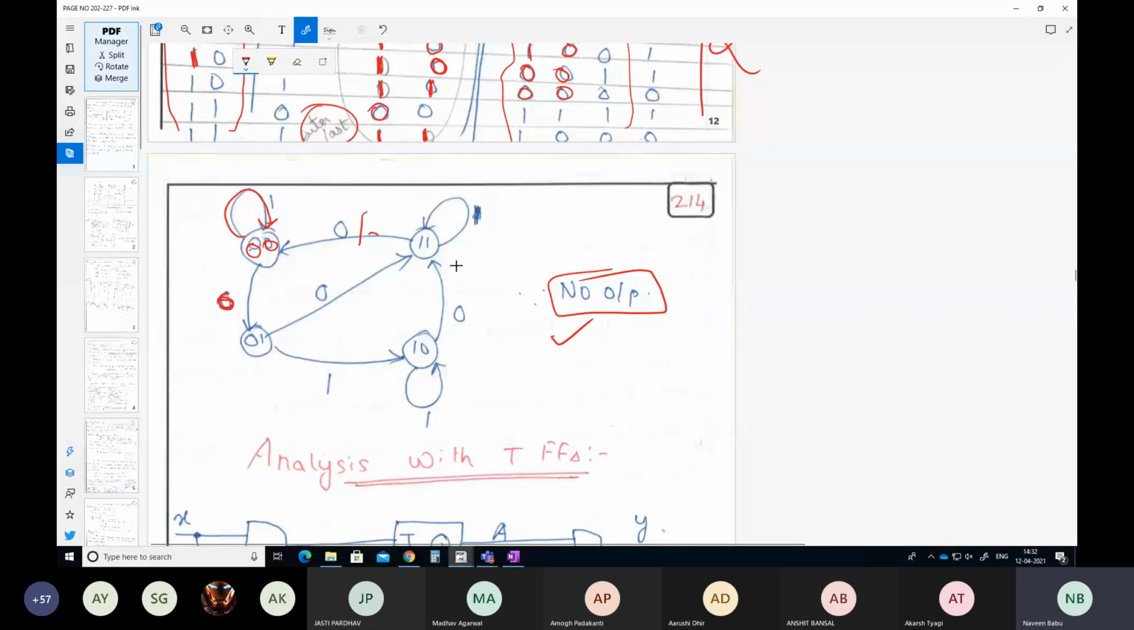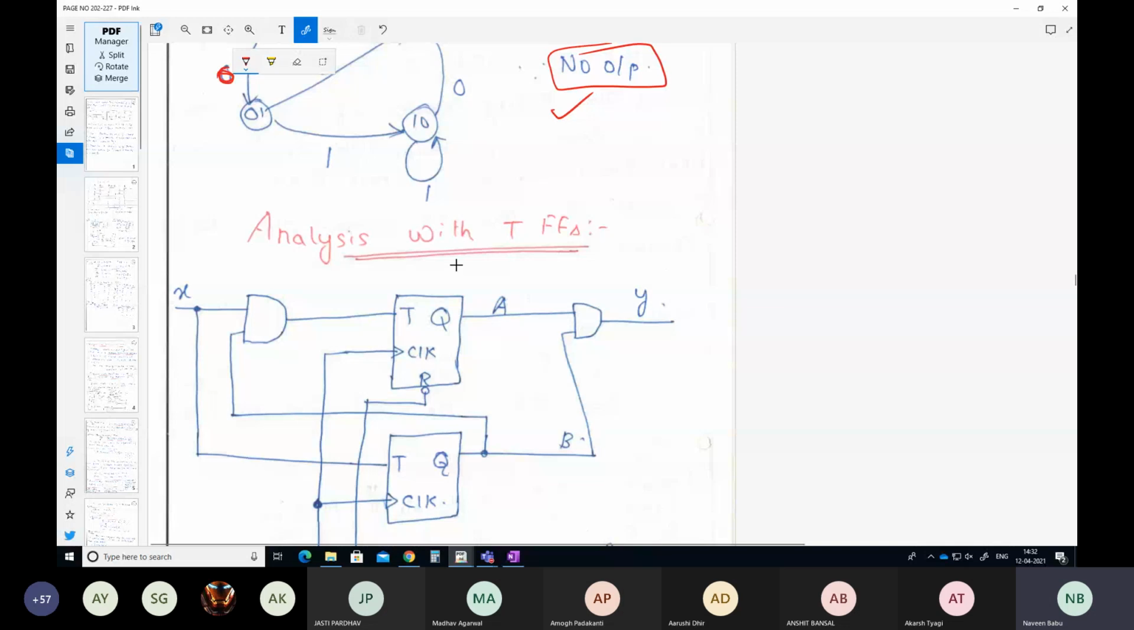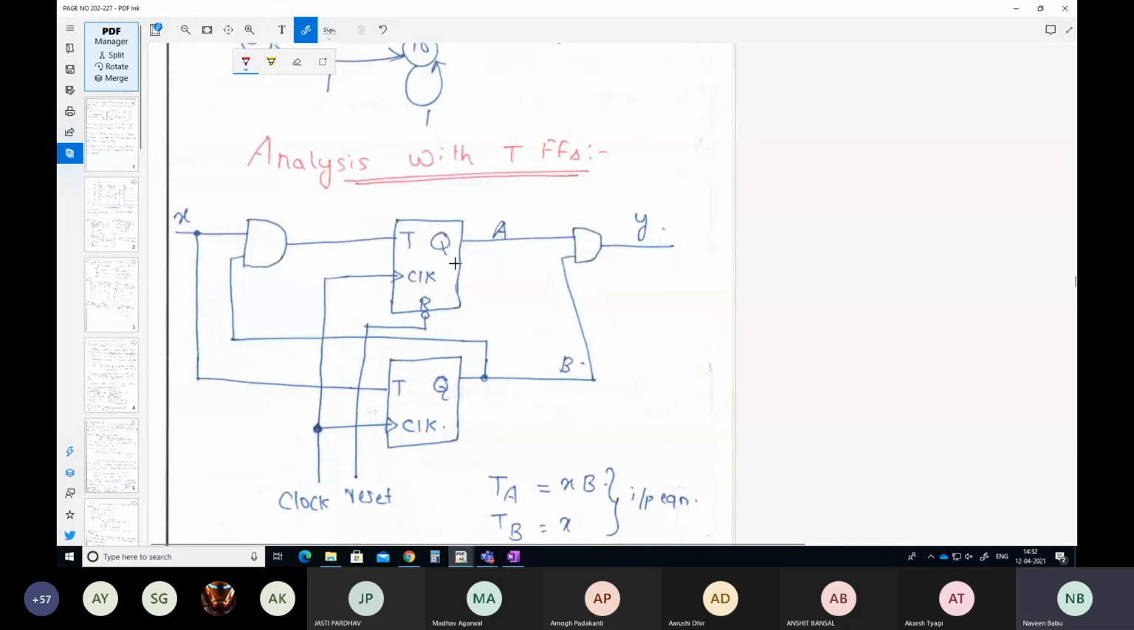Next, we are going to look at the analysis of T flip-flop. Now, again, there is nothing difficult here. Everything is the same. Only thing is your flip-flop input equation will change. Okay. The first step, your sequential circuit is given and it has got T flip-flops and it has got an input X also. So first, what is your next state equation?